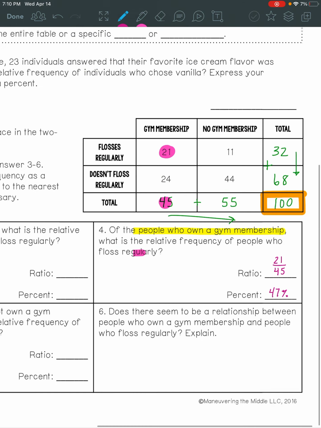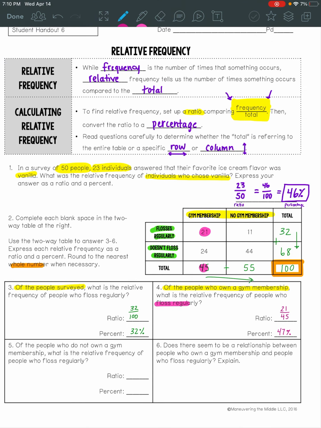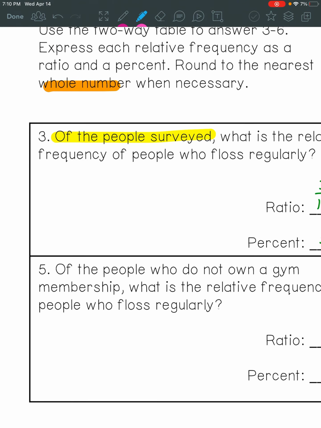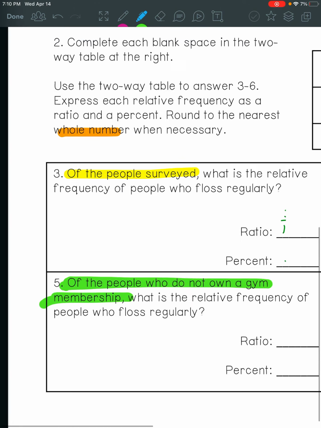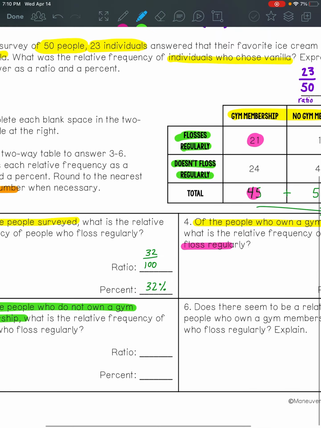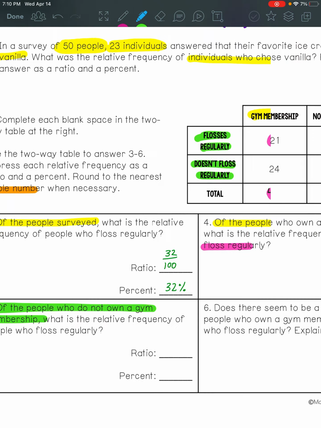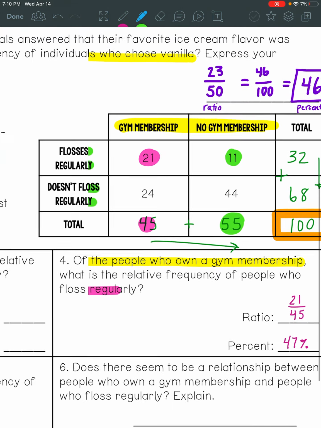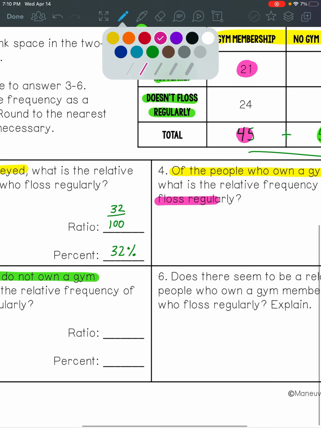Okay, again, pause the video and see if you can figure out those last two questions on your own. So number 5, again, I'm going to switch colors here to show it in the table. So now we're looking at just the people who do not own a gym membership. So we're looking at the second column, the 11, the 44. Now we're trying to figure out the relative frequency of people who floss regularly. So people who floss regularly was 11, out of the total number of people who don't have gym memberships. So 11 out of 55 would be our ratio.